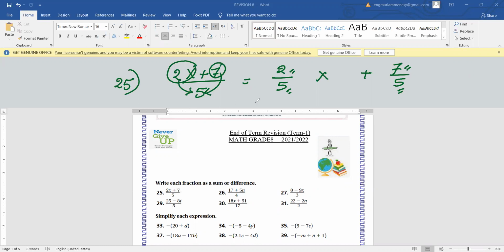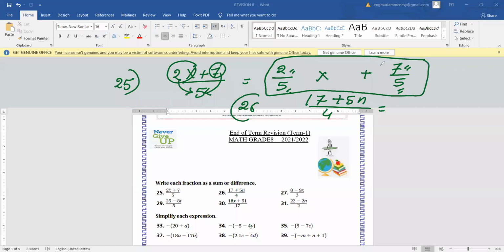If I have question number 26, 17 plus 5n over 4. This is the final answer. Here distribute only. This is no equation. If I have 17 plus 5n over 4, the answer will be 17 over 4 plus 5 over 4n. No common between 17 and 4, no simplify. 5 and 4, no simplify. This is the end of the problem.